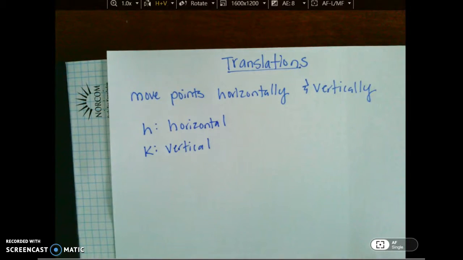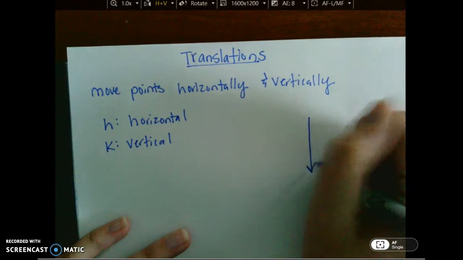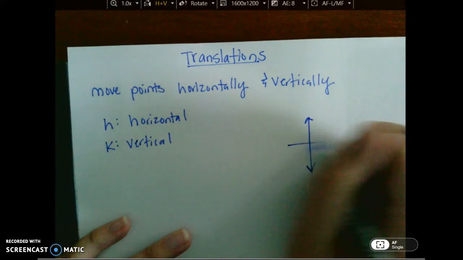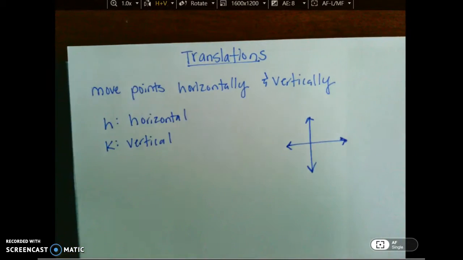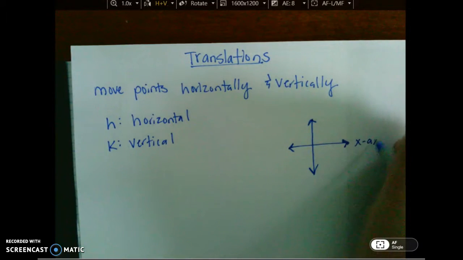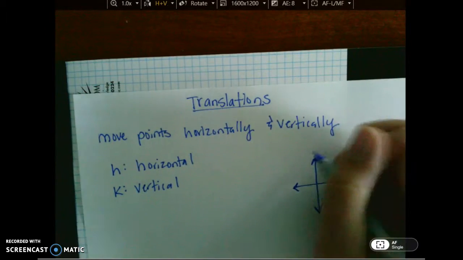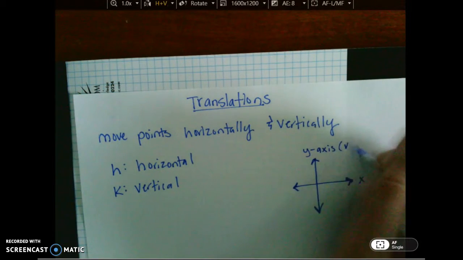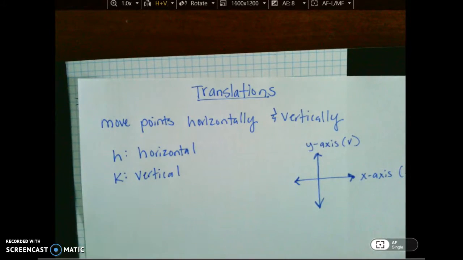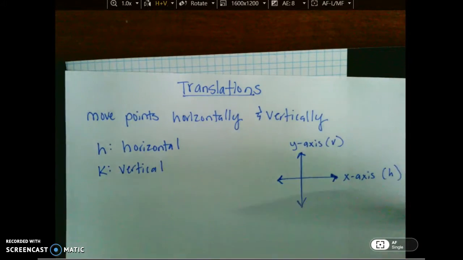Now, when you think about a coordinate grid, which looks like this, we have an x-axis and a y-axis. Our x is our horizontal one, a little h for horizontal, and our y-axis goes up and down, that's our vertical one. So, whenever we're talking about translations, our x always goes horizontal, left and right, and our y always goes up and down.